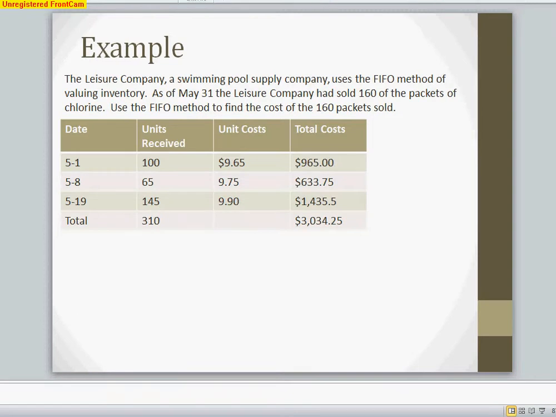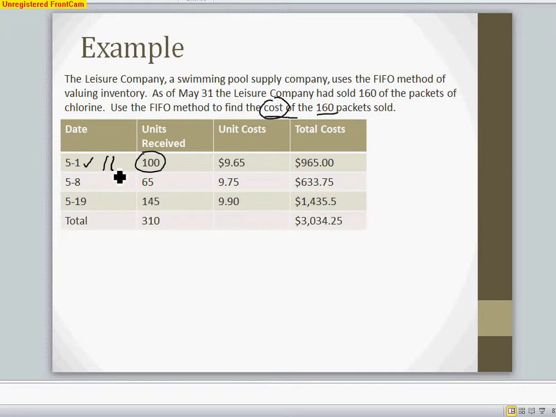I have an example here for us to take a look at. This is a pool company, but they sold 160 packets of this chlorine. And it says use the FIFO method to find the cost of the 160 packets sold. Remember, this cost is my cost as the business owner. This is not from the perspective of the consumer. It's from the perspective of the business owner. First in, first out means this is the product that I bought first. That means I'm going to sell all of these first.